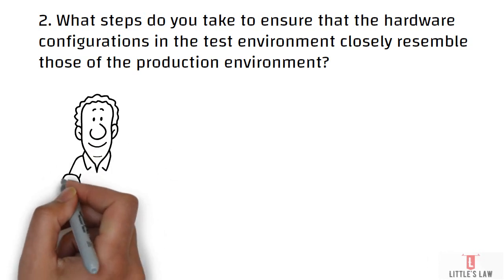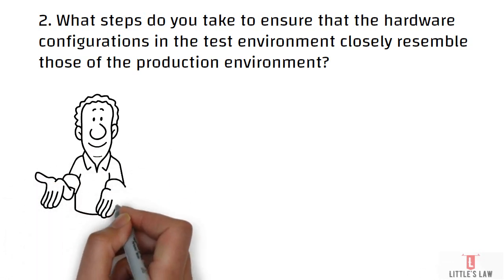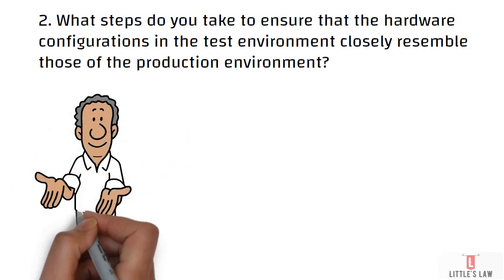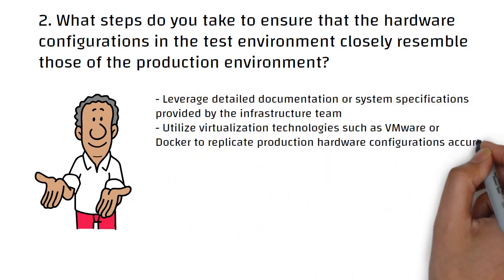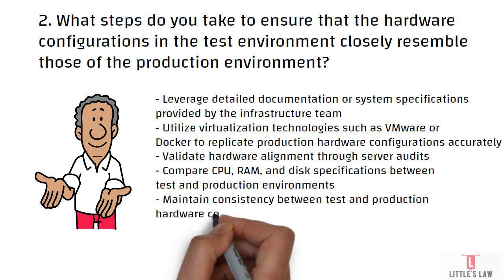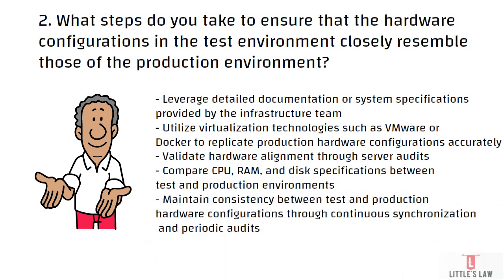So this way, I ensure that the test environment resembles the production environment. On top of it, I use virtualization technologies like VMware or Docker to allow me to replicate the production hardware configuration accurately. And after doing all these, I validate the hardware alignment through server audits by comparing the CPU, the RAM, and the disk specifications, because these are the parts that comprise the hardware.